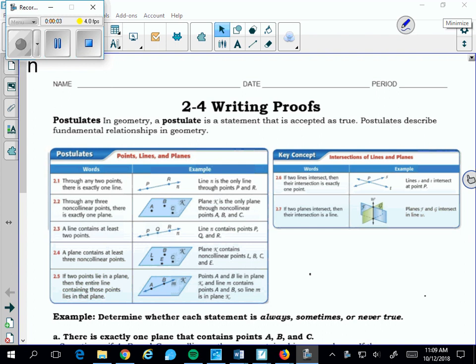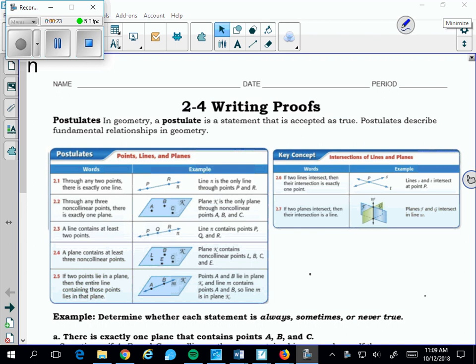Today we're going to backtrack a little bit. We're going to go to writing proofs. Now we've already looked at how to write proofs in terms of triangles, but we're going to look at a couple different ways to do it now. Before we do that though, we got to get through this stuff.